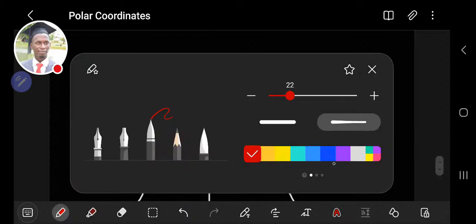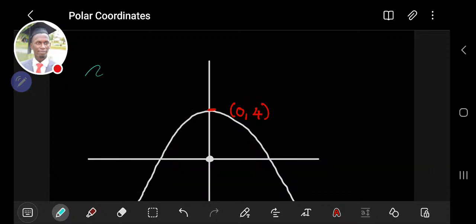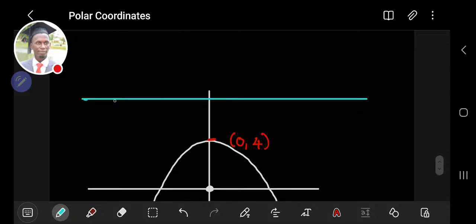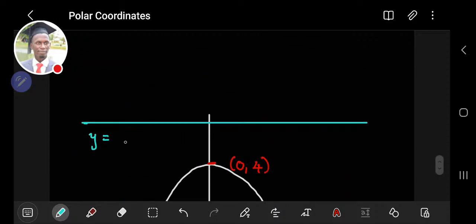So remember, we had our directrix as well, given by k. So our directrix was somewhere here. We can literally just approximate where it is. So we had it as somewhere here. Instead of broken lines, let me just use a solid line. So it was somewhere here. And you know the equation for this line, it was at the point where k was equal to 32/5. So that is y equals 32/5.